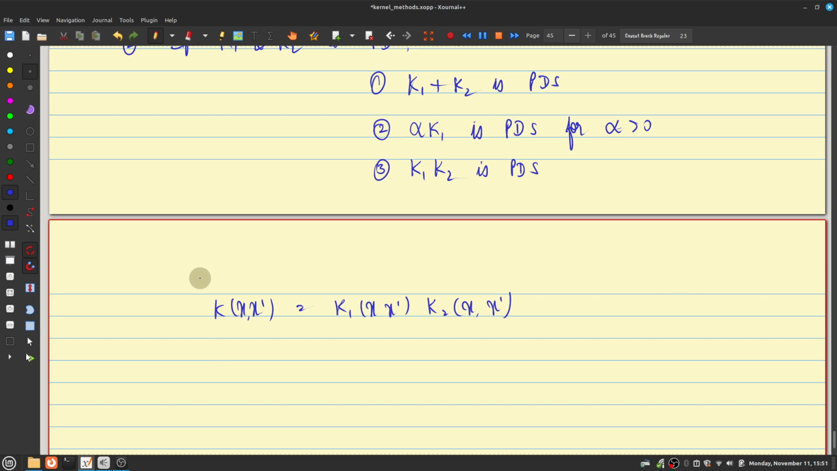Okay, so this is how I'm defining the kernel, right? K of x, x prime is equal to K1 of x, x prime times K2 of x, x prime. So what is the gram matrix corresponding to K in terms of the gram matrices corresponding to K1 and K2? It's just the element-wise product of the gram matrices for K1 and K2.